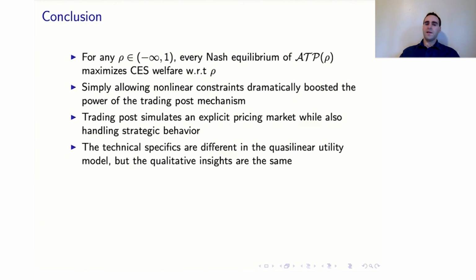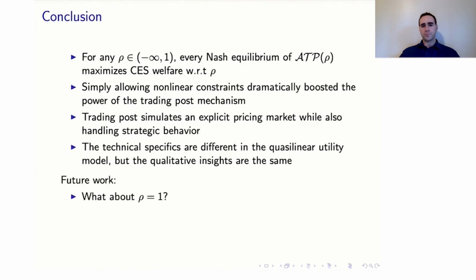Again, I want to mention that the technical specifics here are different from in the quasi-linear utility model, which is the subject of my other talk. The qualitative insights are generally the same, in that allowing nonlinear prices can help a lot, can give you a lot more flexibility, and also allow you to maximize this whole family of CES welfare functions. Basically, you get to pick which value of rho you want, or pick what equality efficiency trade-off you want, and then you can choose the exponent for the pricing curves correspondingly.